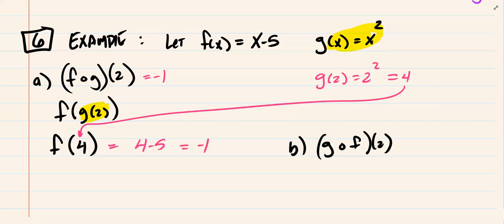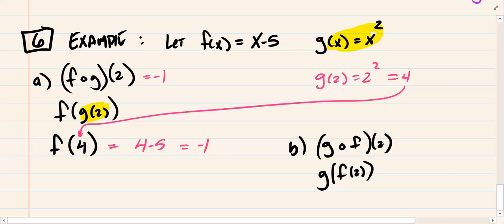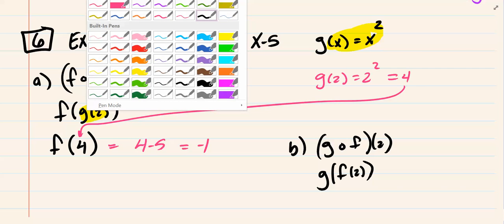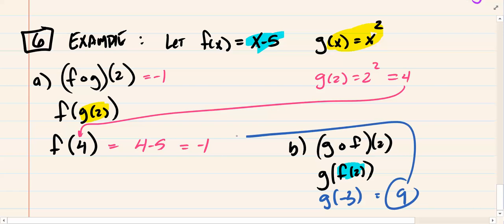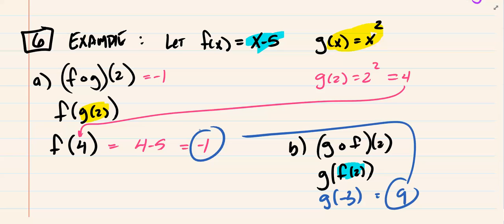This means g of f of 2. So what do we do first? We do f of 2. F of 2 is going to be what? Very good. So this is g of negative 3. Then take negative 3 and square it to get 9. So these two are not the same. It is not always the case that f of g of x and g of f of x are the same thing. Sometimes it will be, and we'll talk about that on Tuesday.